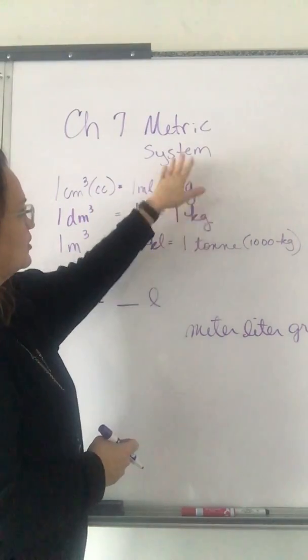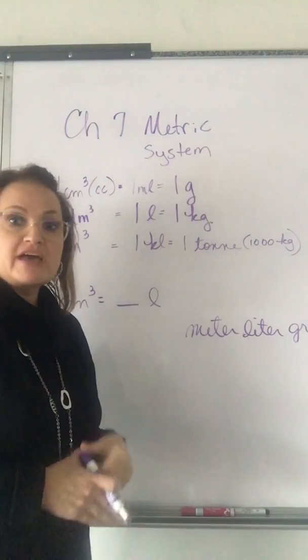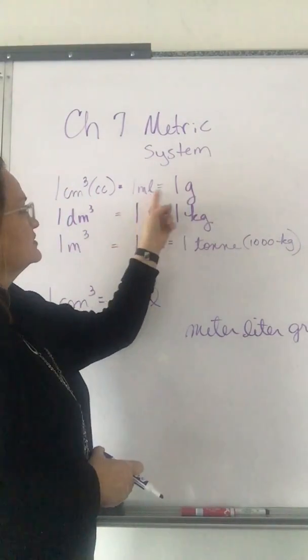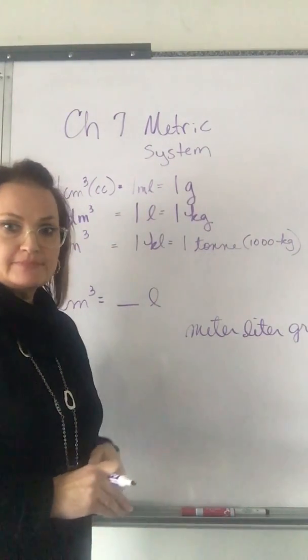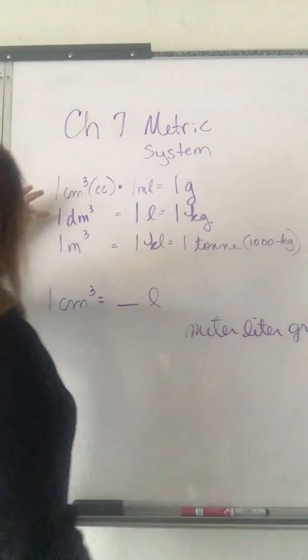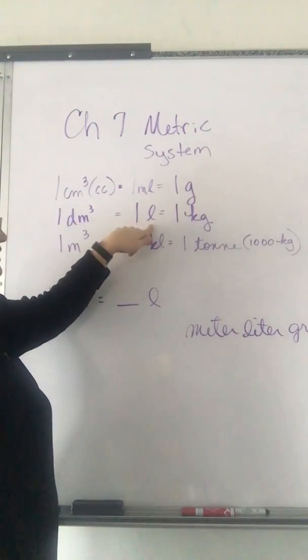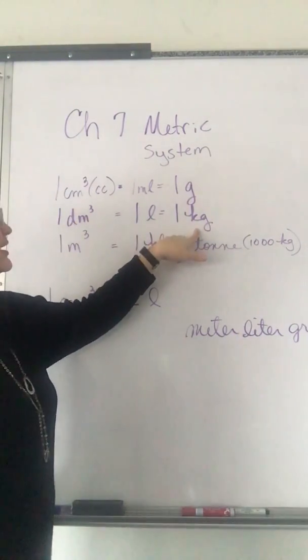And then the new part to our chart here is it weighs a gram. That liquid, that 1 milliliter of liquid would weigh 1 gram. The weight of a paper clip, you remember. The next one is a cubic decimeter would hold a liter of liquid, and that would weigh a kilogram.